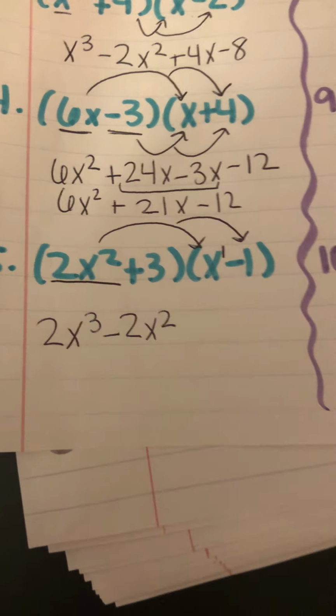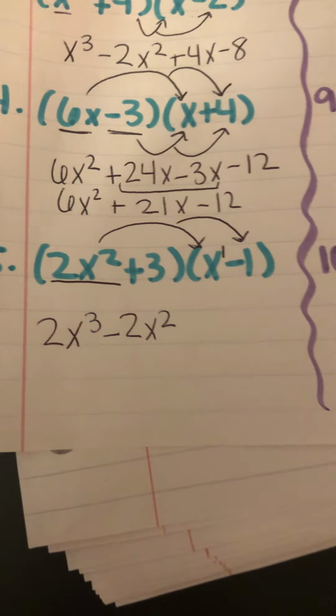Now I'm all done with my first term, so I can move on to my next, or my 3. That 3 will go to the x. And I have 3 times x, which is positive 3x. And then I have 3 times negative 1, which is going to give me negative 3. Now I know that I'm done because I do not see any like terms here, so I'm all good for this problem. And I can go ahead and move on to my next one.